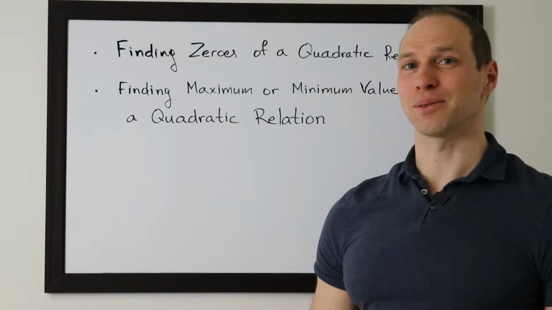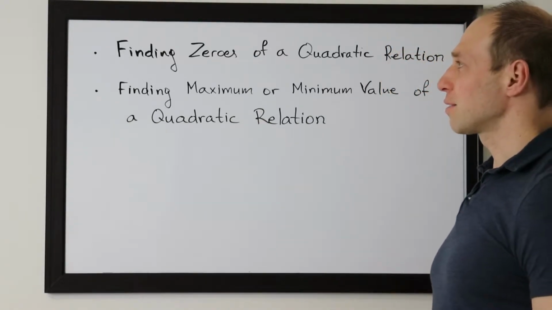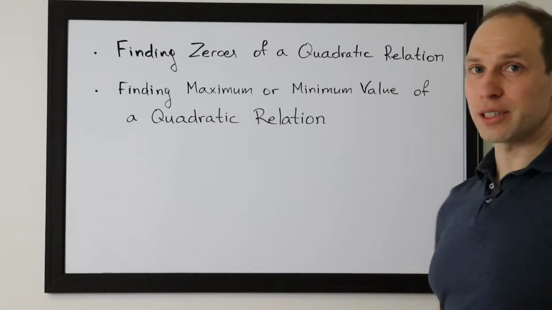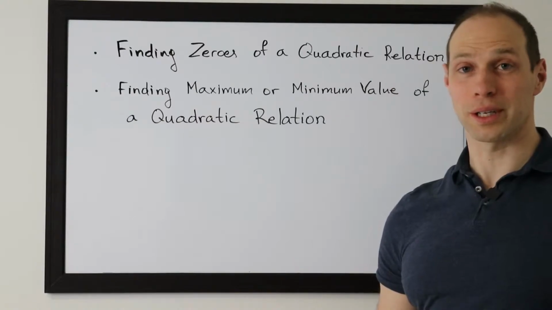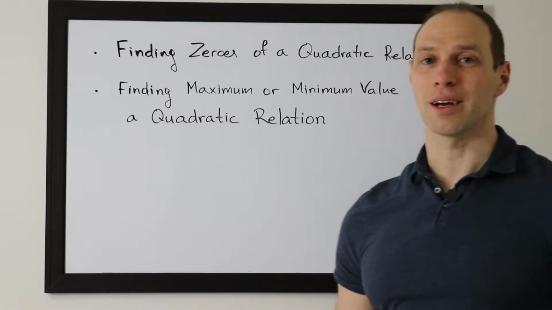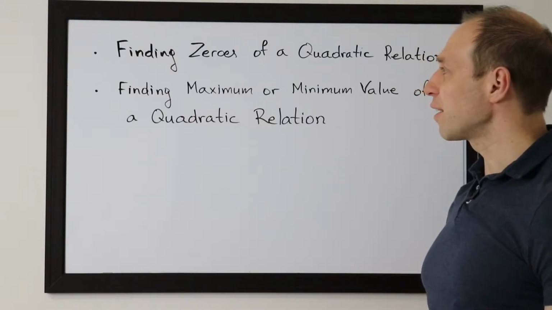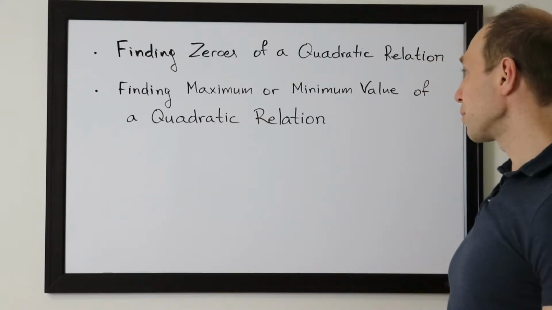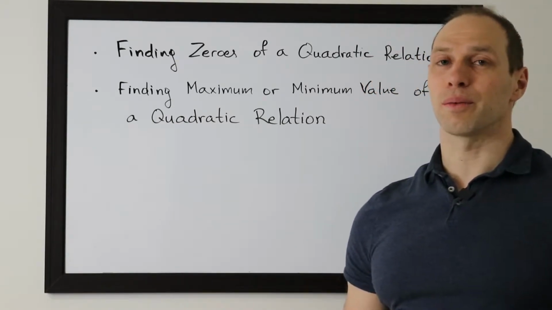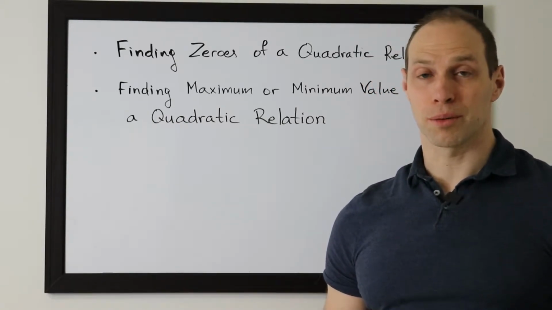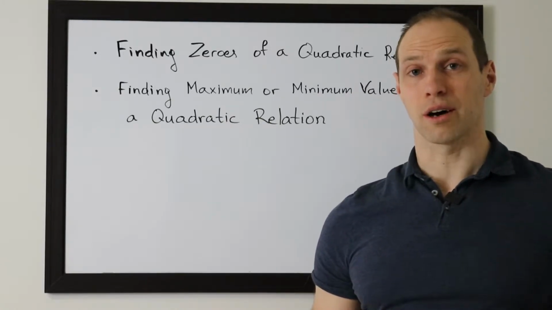In today's lesson, we're going to be looking at the following topics. We'll be looking at finding the zeros of a quadratic relation. And of course, whenever we're talking about zeros in a quadratic relation, we're talking about our x-intercepts. We'll also be looking at finding the maximum or a minimum value of a quadratic relation. And whenever we're talking about a maximum or a minimum value, we're really talking about the vertex of a parabola.